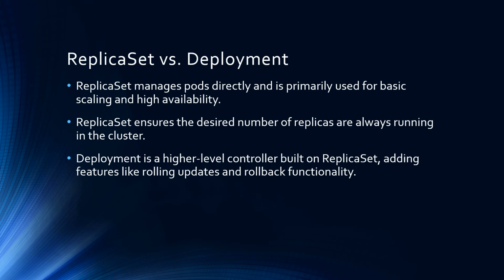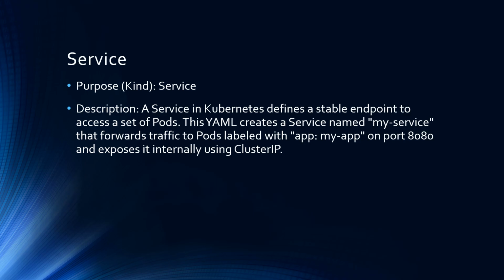Now let's explore Kubernetes services, a crucial abstraction that enables network access to a dynamic set of pods. Services are essential for building reliable, scalable applications in Kubernetes. The primary purpose of a service is to provide a stable endpoint for accessing your application, regardless of the actual pods that are running at any given time. This is particularly important because pods are ephemeral. They can be created, destroyed, or rescheduled based on various factors.